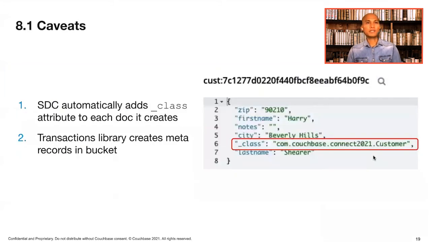A few caveats to point out. First, as I showed earlier, Spring Data Couchbase transparently adds an underscore class attribute to each document it creates. It is possible to customize the name of this attribute and the value that is inserted by the SDC by overriding the typeKey method in Couchbase config.java and adding a TypeAlias annotation and custom type value to the customer entity. Second, the transactions library also creates its own meta records in the bucket.